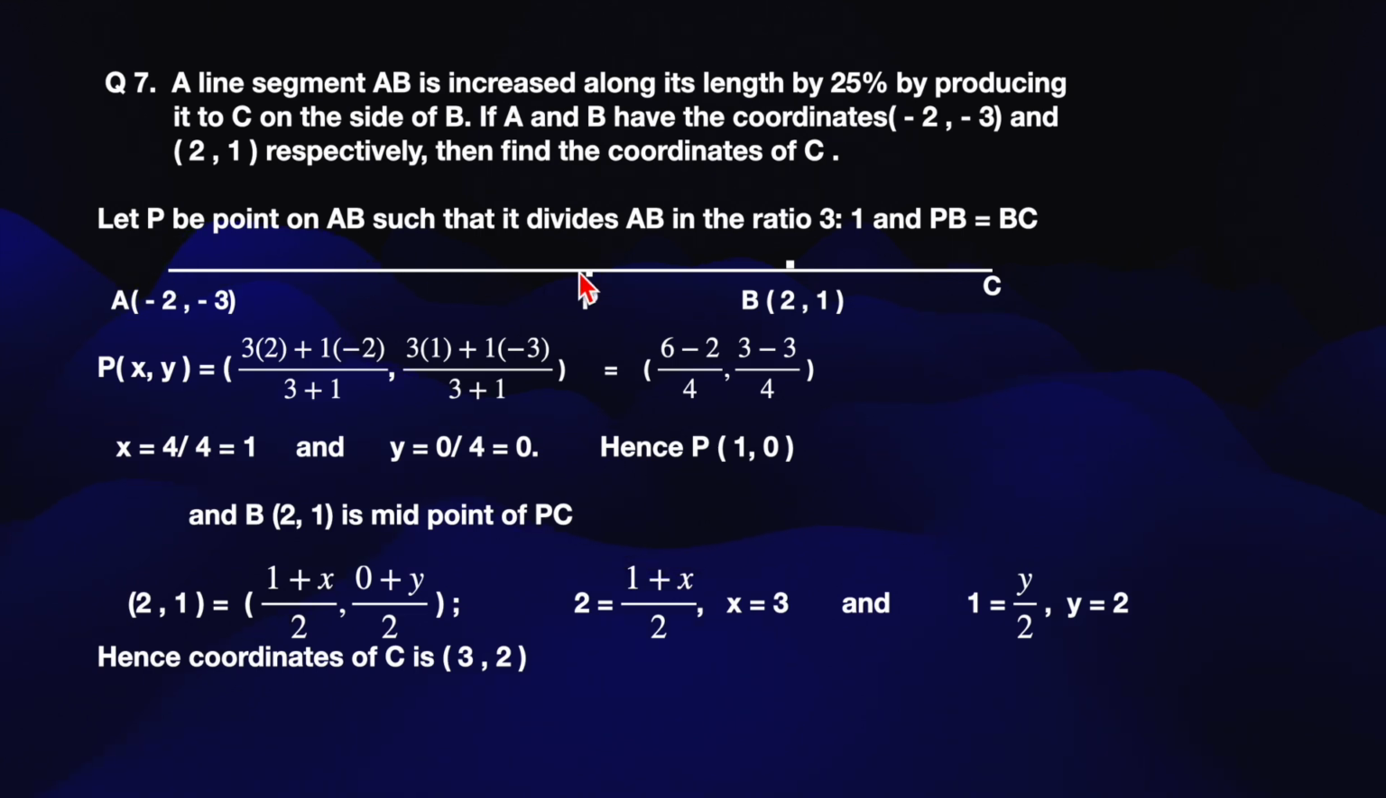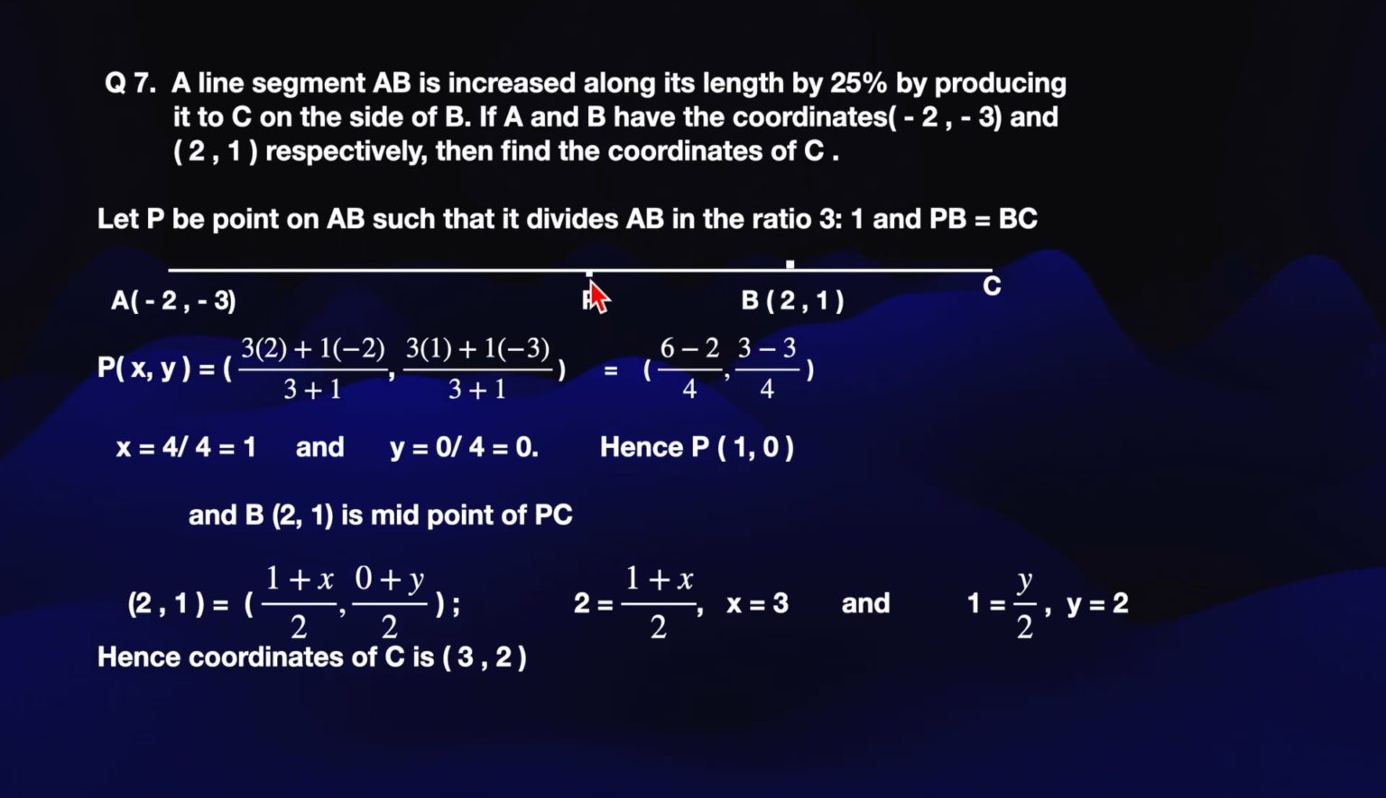So this point P we will put in such a way that the ratio will be 3:1. Only then this distance will be 25%. Okay, so here let P be the point on AB such that it divides AB in the ratio 3:1. So AB is divided in the ratio 3:1 and PB is equal to BC. Okay, because PB is 25% of AB. See here, 25%.